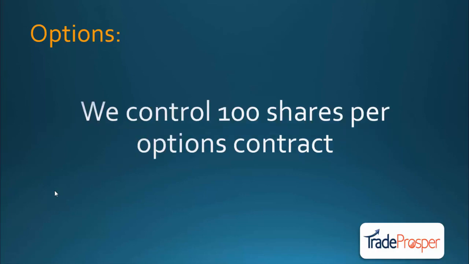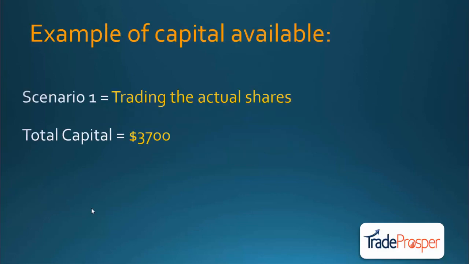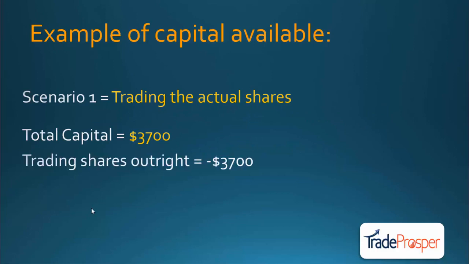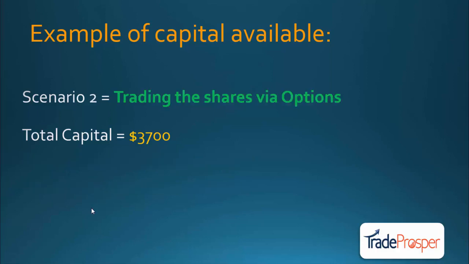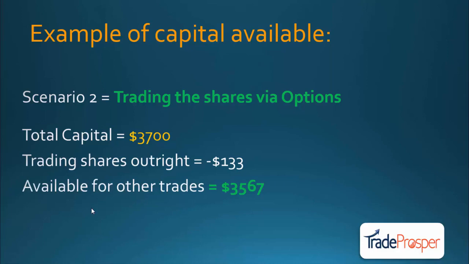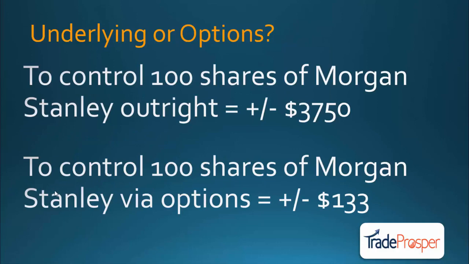Now, if you recall from the earlier example, one of the constraints on small accounts is that you can't really access a lot of shares because you run out of money. So if we were to trade 100 shares outright of Morgan Stanley, we would probably need, let's call it, $3,700 just to trade the underlying shares outright. Instead of having $3,700, if we only have $133, we can also trade 100 shares worth of Morgan Stanley. So we can control the same amount of shares with a fraction of the capital, which is one of the points we were going to address.